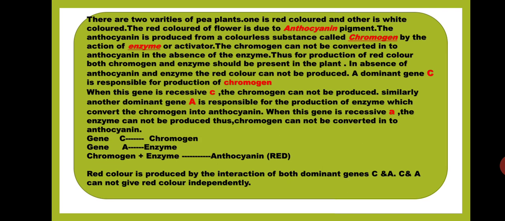That's why red color is produced by the interaction of both dominant genes, that is capital C, one or two copies, and capital A, one or two copies. When capital C and capital A are both present, the flower color is red.